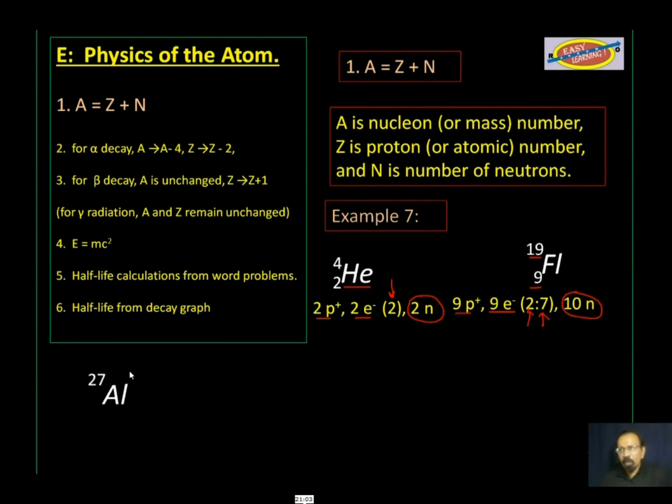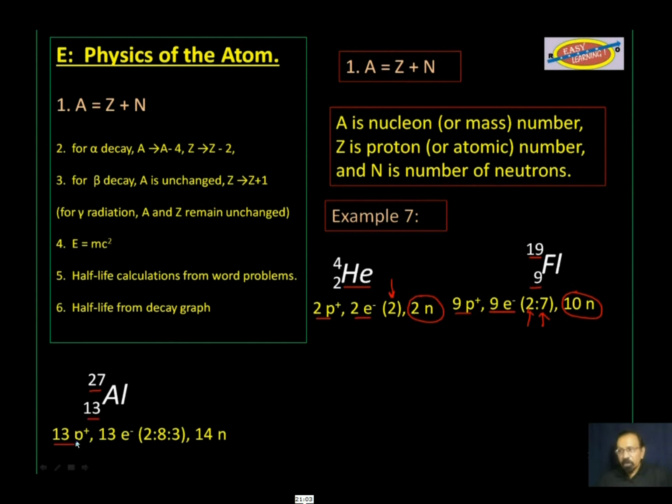Aluminium. Now notice I said aluminium and not aluminum. Aluminum is American. We are doing a British Heritage exam, so I would say aluminium. Aluminium, 27 and 13.